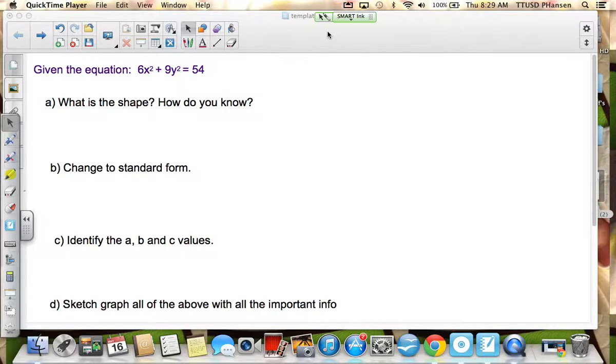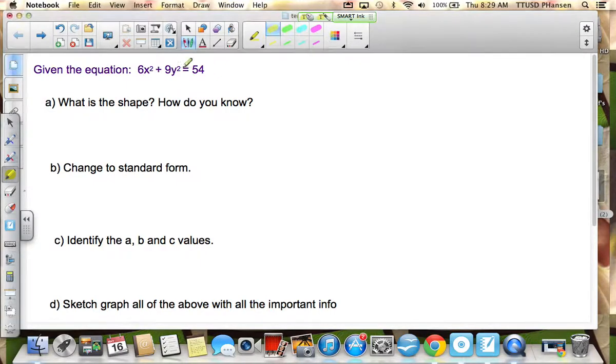on Friday. Given the equation, that equation right there, I have 4 different questions for you. First question, what is the shape and how do you know? I added the how do you know part. There's going to be that on your quiz as well. So, what is the shape?